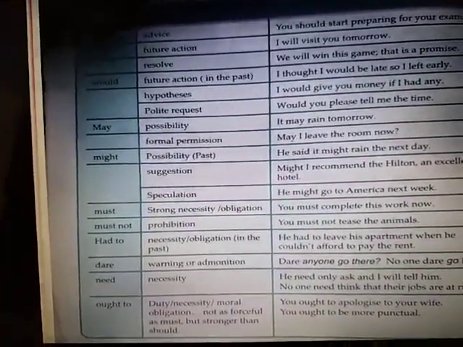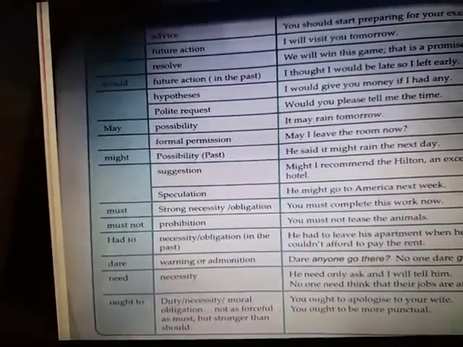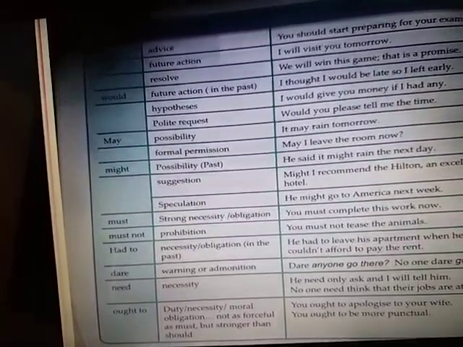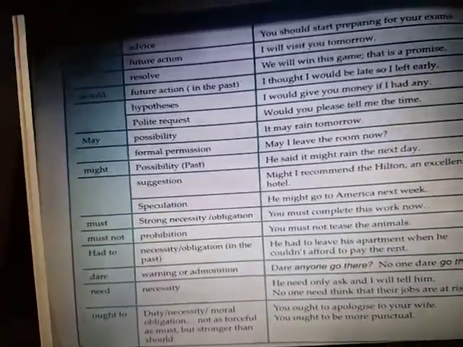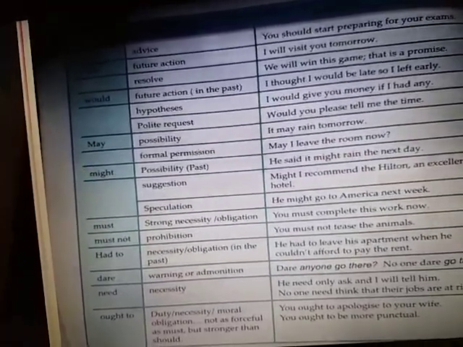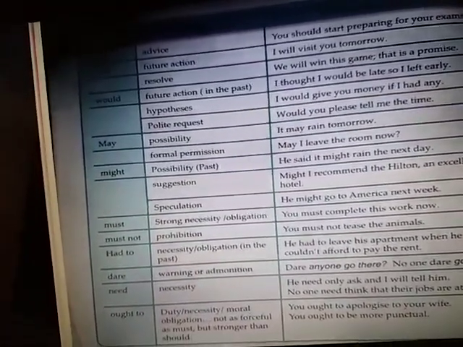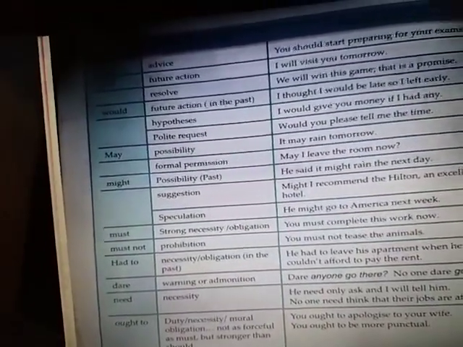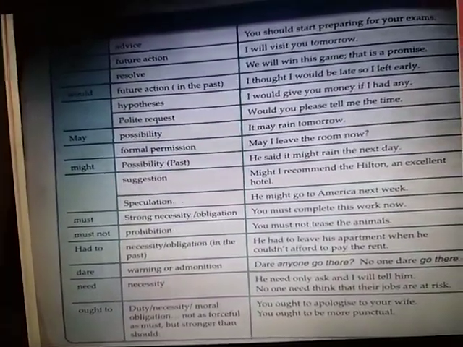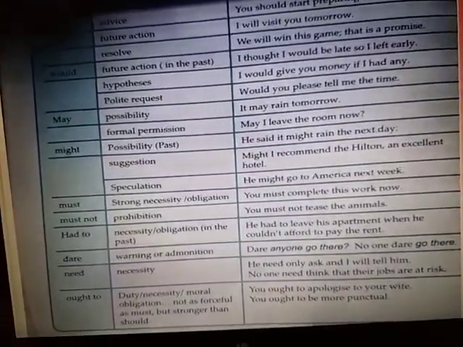Dare. Dare is used for the expression of warning and courage. Example, how dare you? Dare anyone go there? Need is used for the expression of necessity. Example, no one need think that their jobs are at risk.